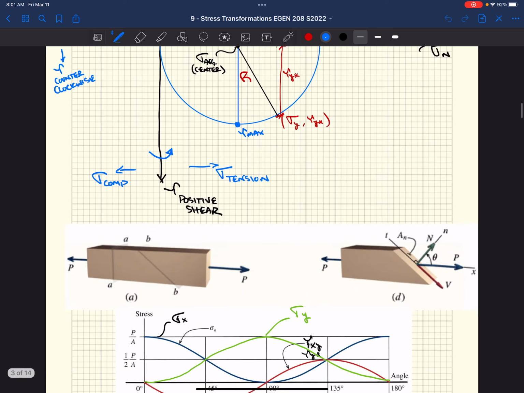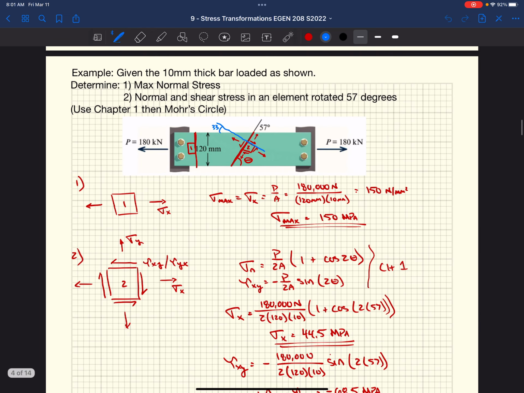So we started an example where we were just looking at a simple axially loaded bar. We calculated, well, what's the max stress in this? We know the max stress is going to be at a plane that's perpendicular to the applied load, which is just an axial load. So we calculated our maximum normal stress.